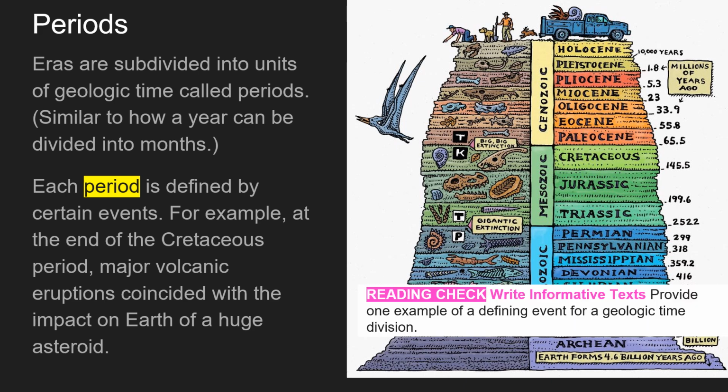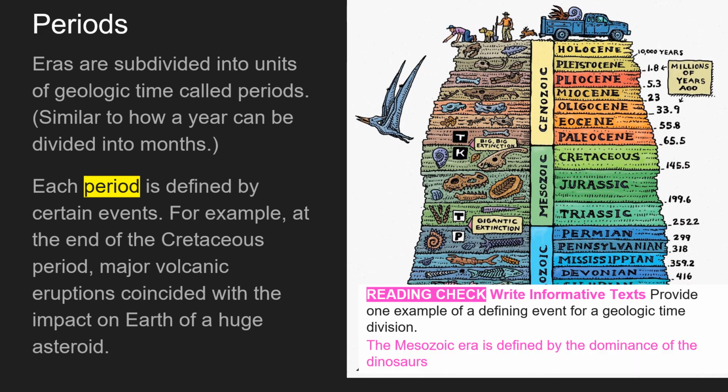All right, so reading check. Provide one example of a defining event for a geologic time division. The Mesozoic era is defined by the dominance of the dinosaurs.